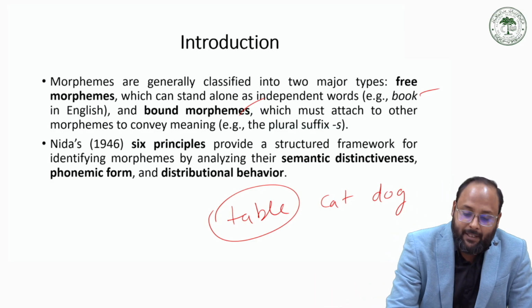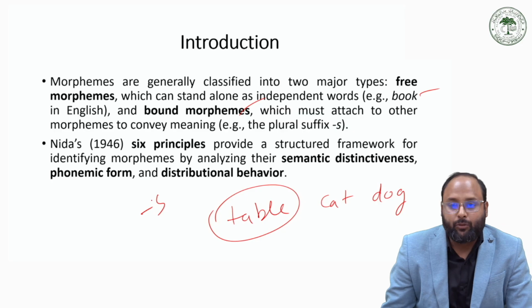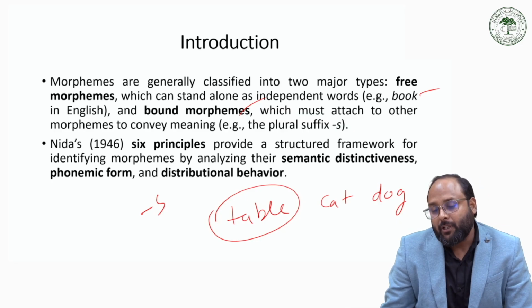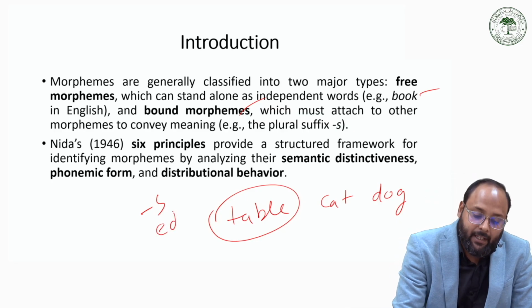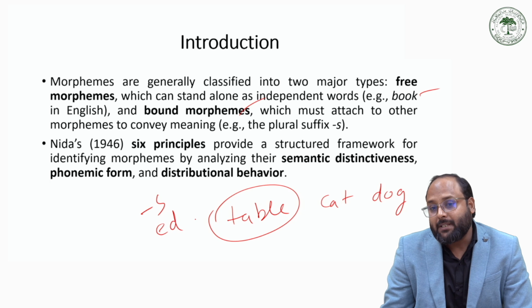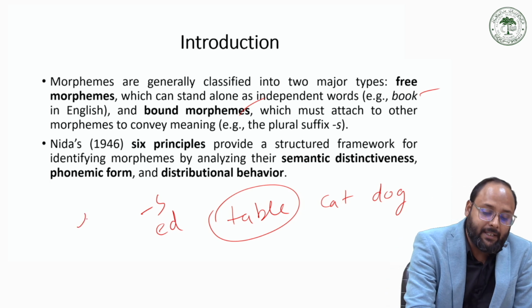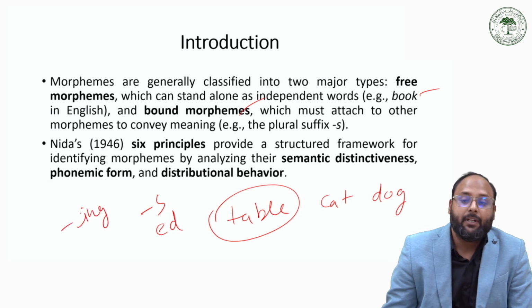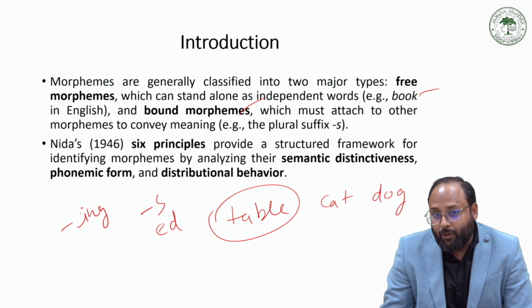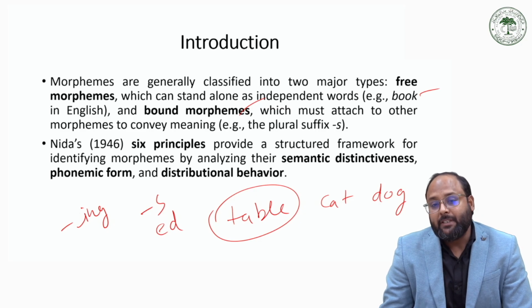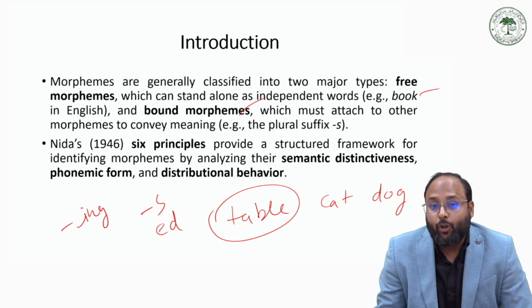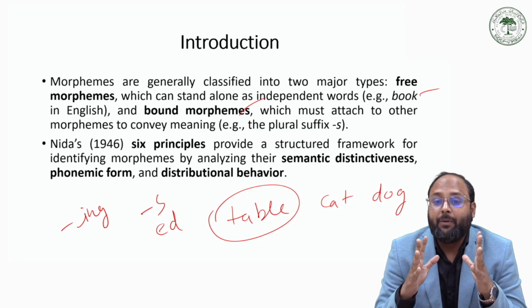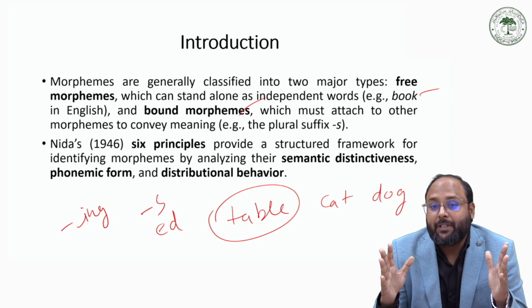If you add s to a noun, it gives the meaning of plural. If you add ed to a verb, it gives the meaning of past. If you add ing to a word, it gives the meaning of progressive or continuous. So these are the two types of morpheme. How can we determine or identify these morphemes in a language?